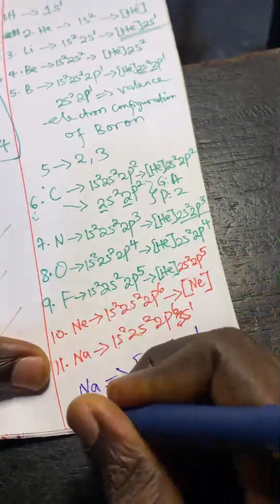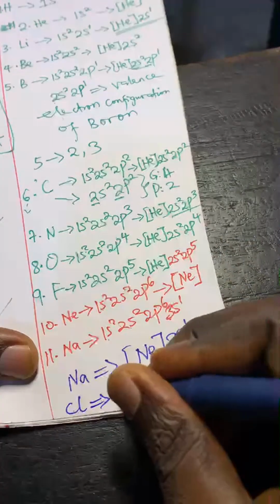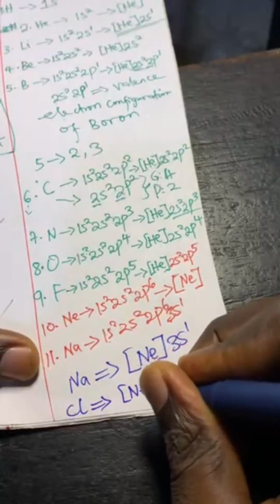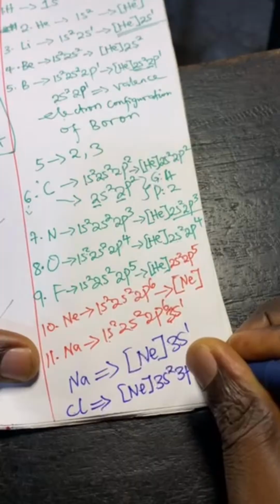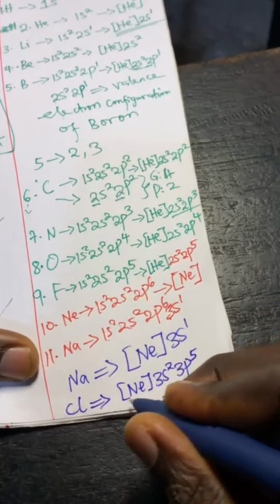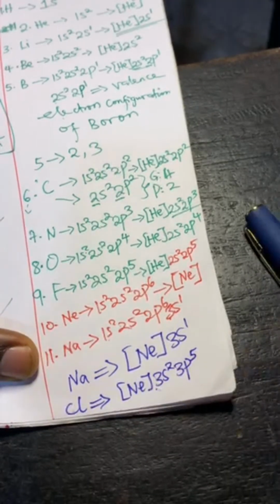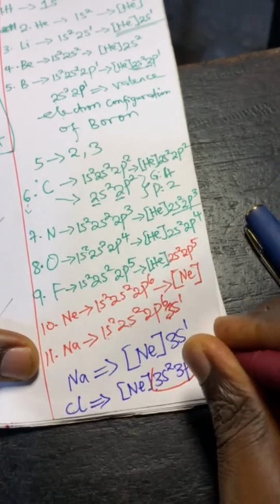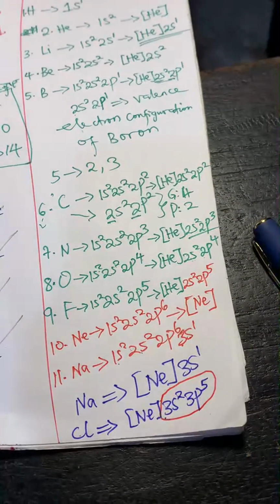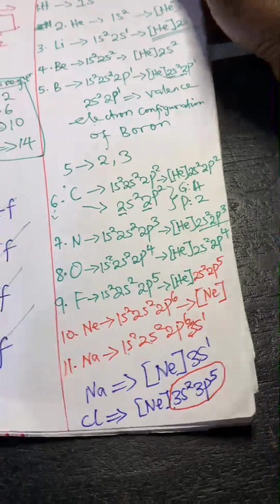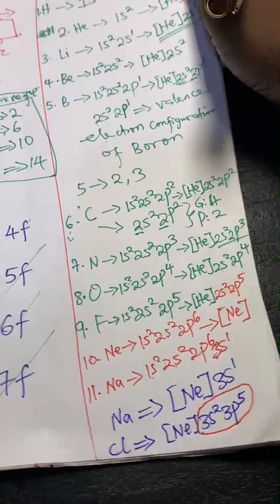Just like JAMB asks for chlorine. Chlorine now. After neon, you are going to put neon, and you have 3s2, 3p5. So this is the noble gas representation of chlorine, meaning the valence electron of chlorine is your 3s2, 3p5. So when they ask you a simple question, your ability to identify the question as simple is your preparedness. Yeah, I've really exhausted.